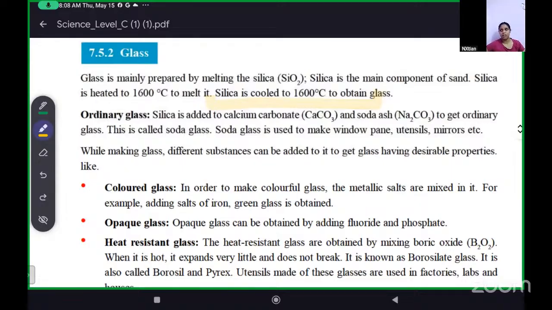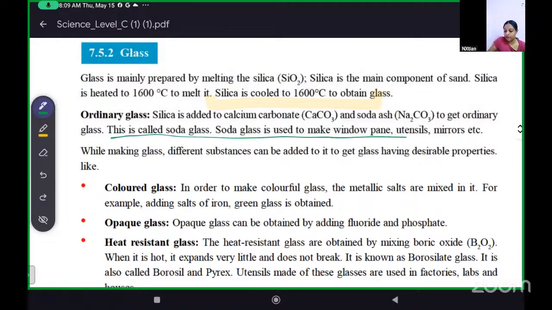Now, the main component used to create glass is silica. There are different types of glasses. How are they obtained? By adding different kinds of substances in the glass mixture, we can obtain different types of glasses. The ordinary glass is created when silica is added to calcium carbonate and soda ash. This is called soda glass.